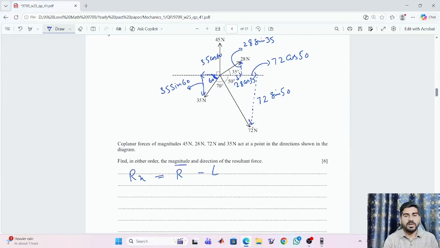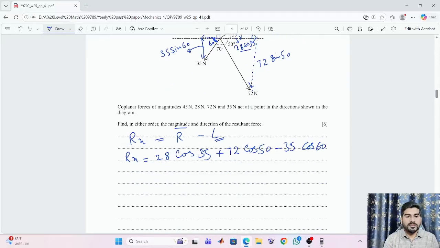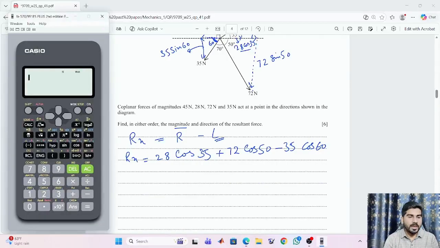From the diagram, the rightward forces are 28 cos 35 and another force, 72 cos 50. These are the two rightward forces. Similarly, the leftward force is only 35 cos 60, which we subtract because it is leftward. I can calculate this to find the resultant force along the x-axis. I can use my calculator here: 28 times cos 35 plus 72 times cos 50.